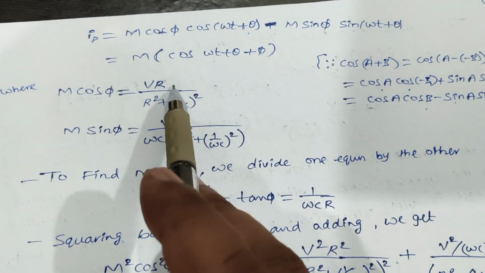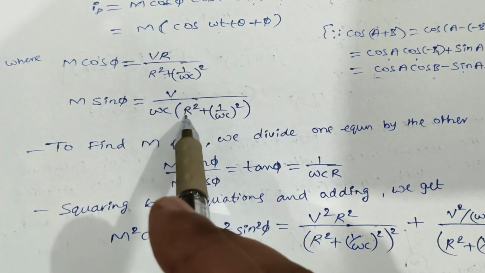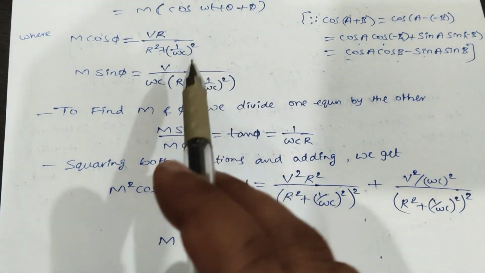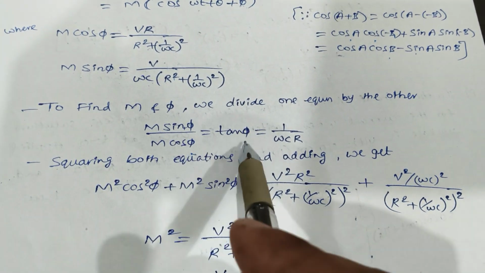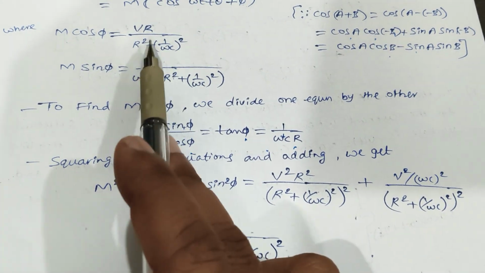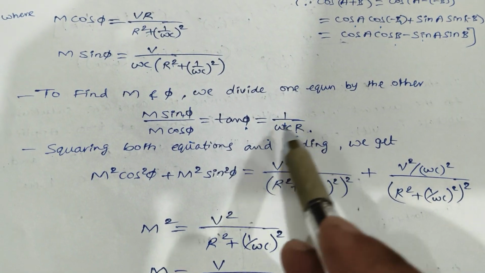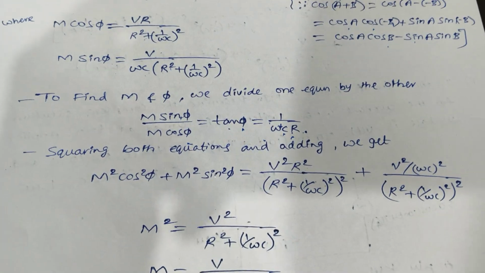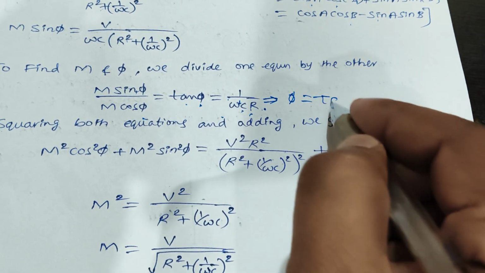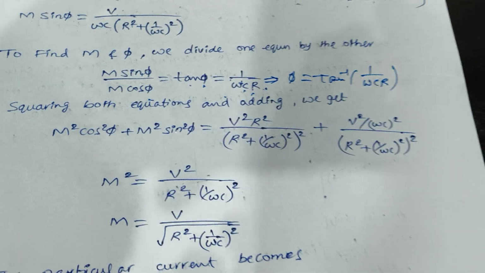To find out this phi value and this m value, I'll use these equations. What we have assumed, m cos phi is equal to VR by R square plus 1 by omega C square, and m sin phi is equal to V by omega C of R square plus 1 by omega C square. To find out that m and phi values, I'll divide one equation over the other. Then I'll get tan phi is equal to 1 by omega CR, because these two terms are common, V and V common, 1 by omega C into R. So phi is equal to tan inverse of 1 by omega C into R.